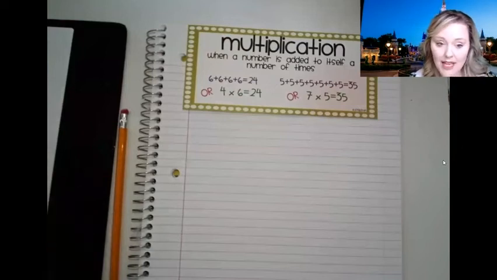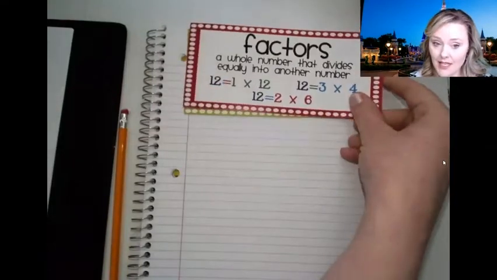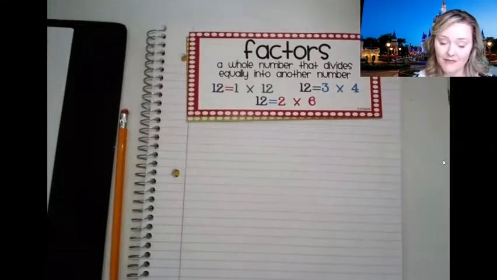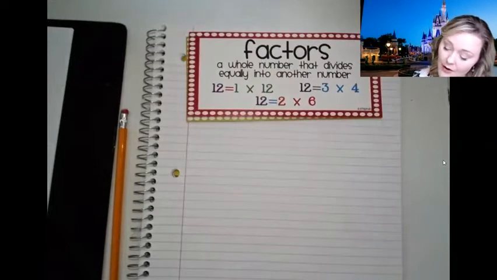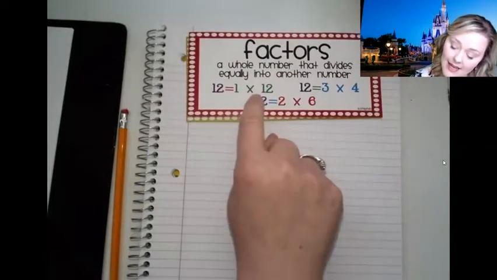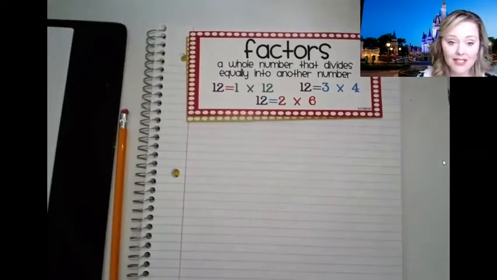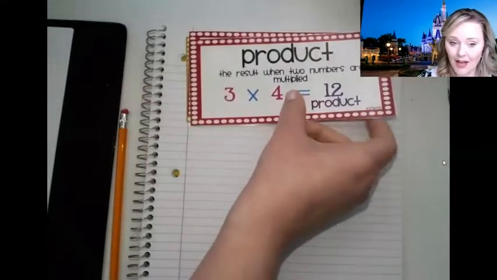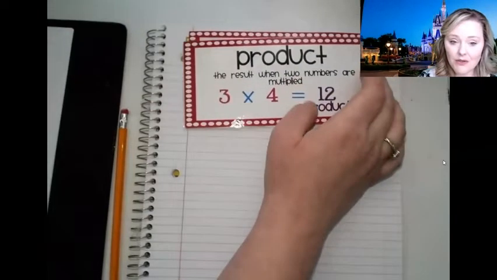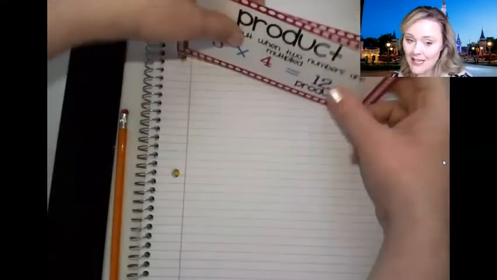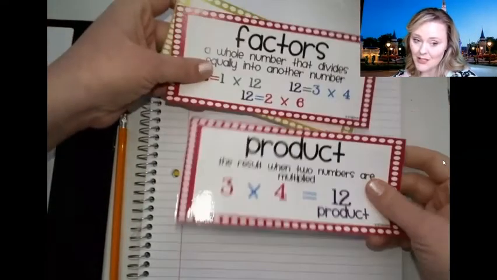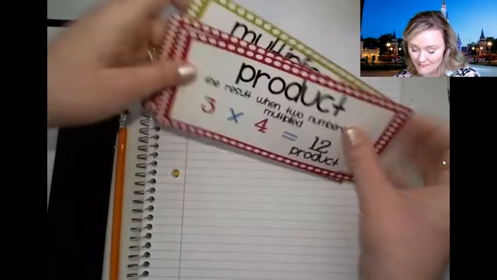When we are multiplying, the numbers that we multiply together represent factors. That's what they're called: a whole number that divides equally into another number. So 1 times 12, and then 2 factors together equal a product, the result of when two numbers are multiplied together. We're definitely going to be talking about these words: factors, products, multiplication.